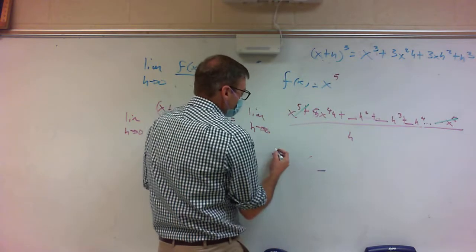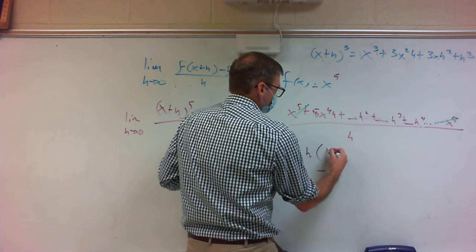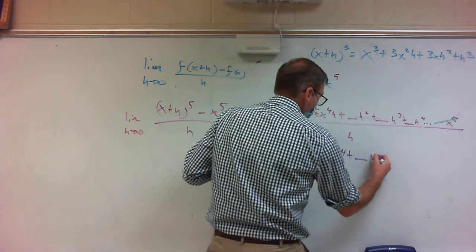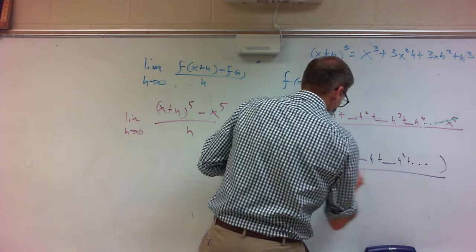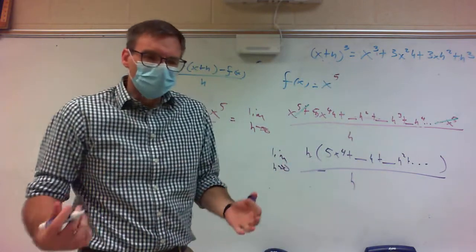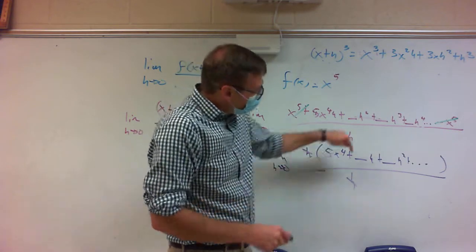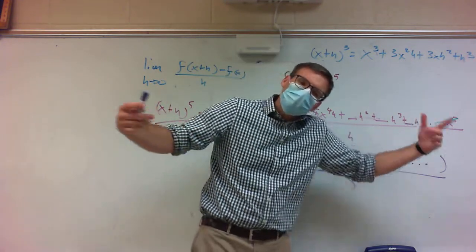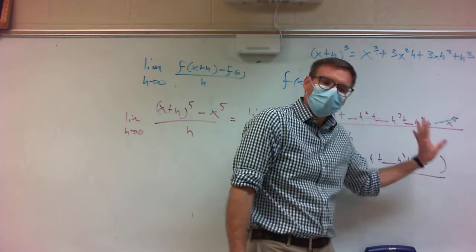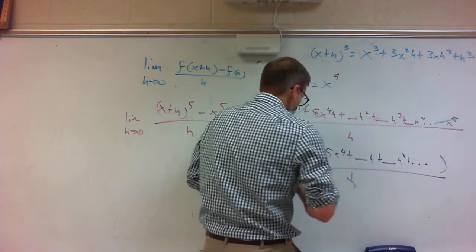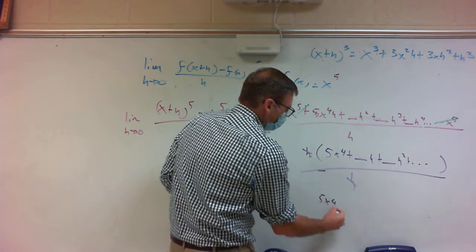And when I factor the h out, I get limit as h goes to 0. When I factor that h out, that's going to give me 5x to the fourth plus something with an h plus something with an h squared plus a whole bunch of stuff with h's. Why did I just say a whole bunch of stuff with h's? Well, these h's are going to cancel. The reason these don't matter is because when I plug in h equals 0, these are just going to go away. And so what ends up happening is my derivative ends up being this 5x to the fourth.